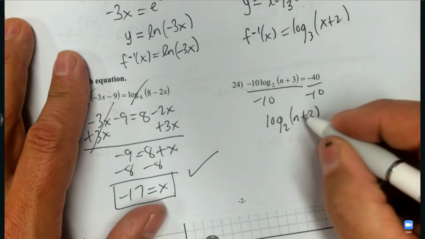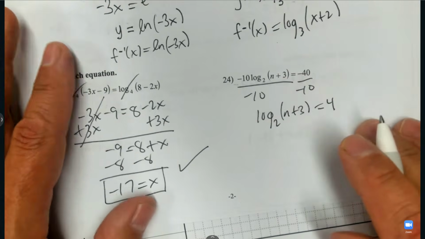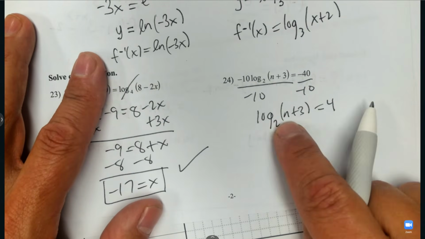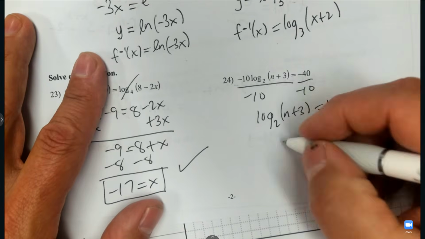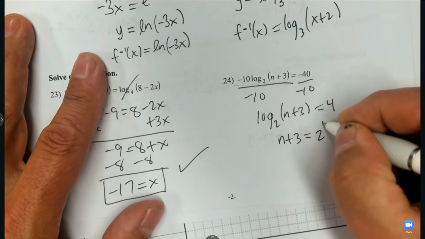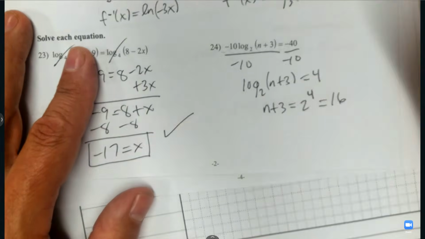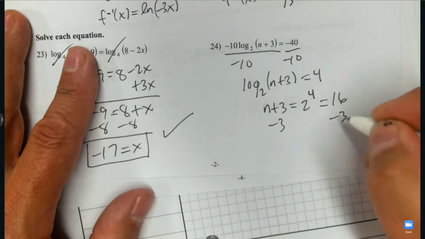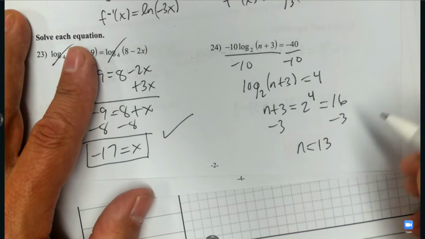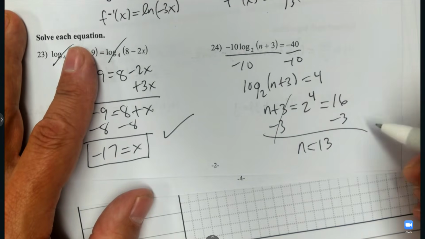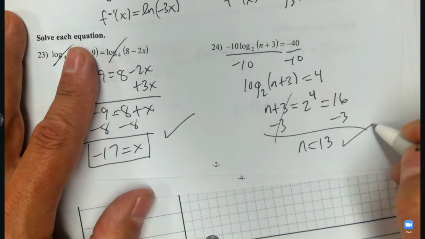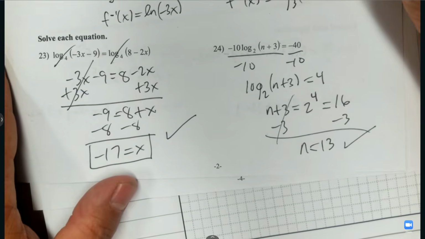This one is when you have a log equaling a number. Now that I isolated the logarithm, what's inside the logarithm? The base and the exponent. So 2 to the exponent 4 is 16. Subtract 3 and you have your answer. And then make sure 13 gives you a positive value inside the logarithm.